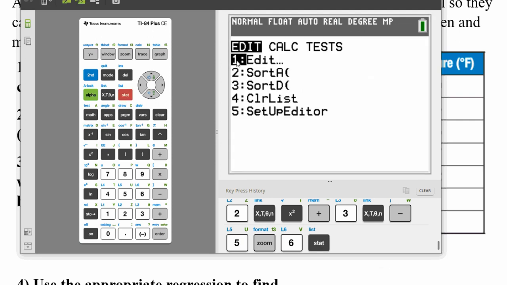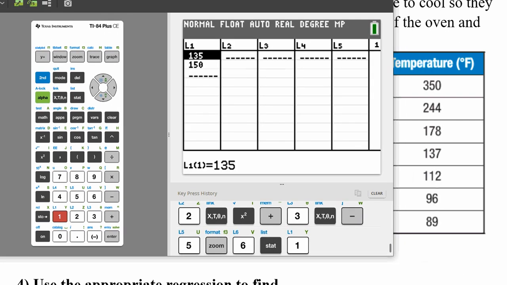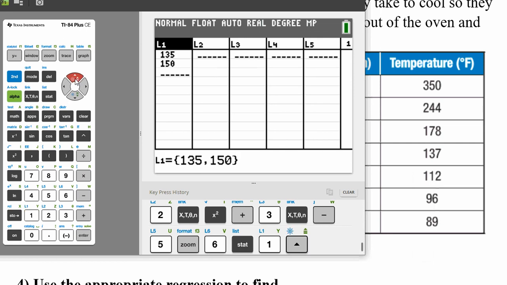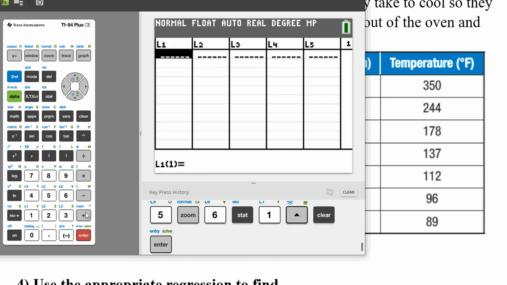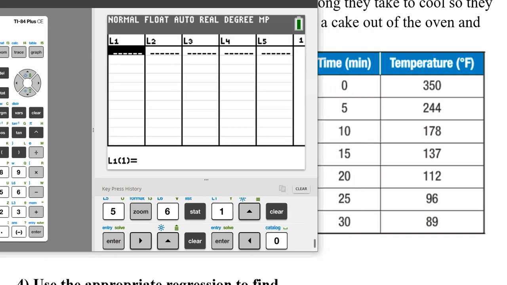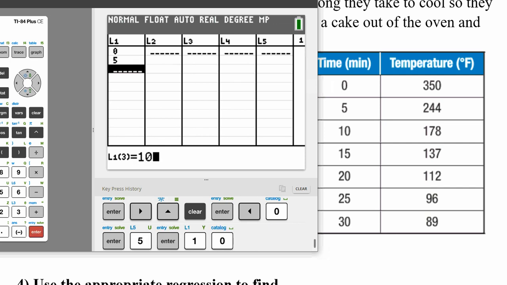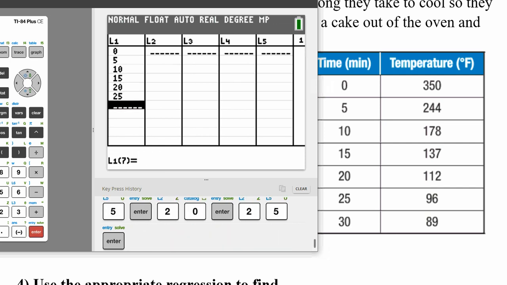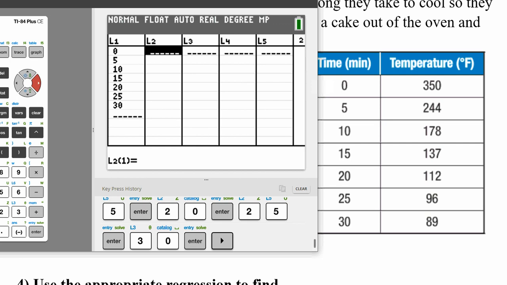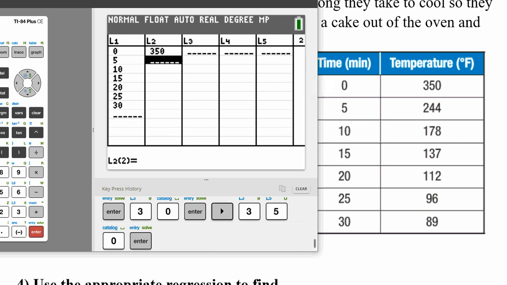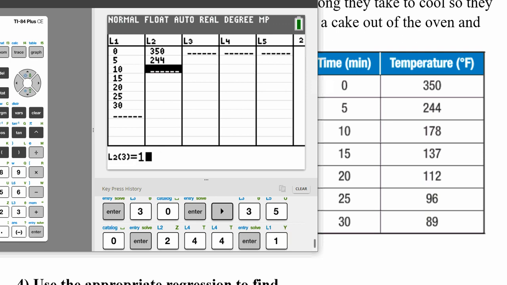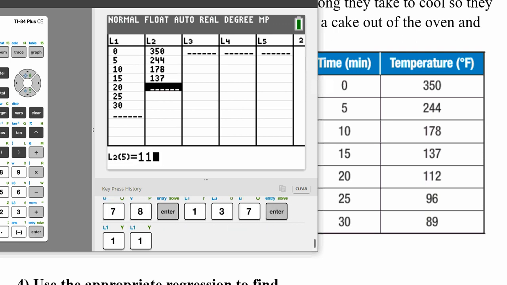You go to Stat, and then you choose option 1. Edit is where our table is located. If there's data in there, you go to the top, hit Clear, and Enter. If there's something in List 2, you go to the top, hit Clear, and Enter. Now you enter your data set. This goes from 0, and then 5, 10, 15, 20, 25, 30. Then you hop over to the next column and type in the data: 350 degrees, right as it came out, so that must have been cooking at 350, then 244, 178, 137, 112, 96, 89.